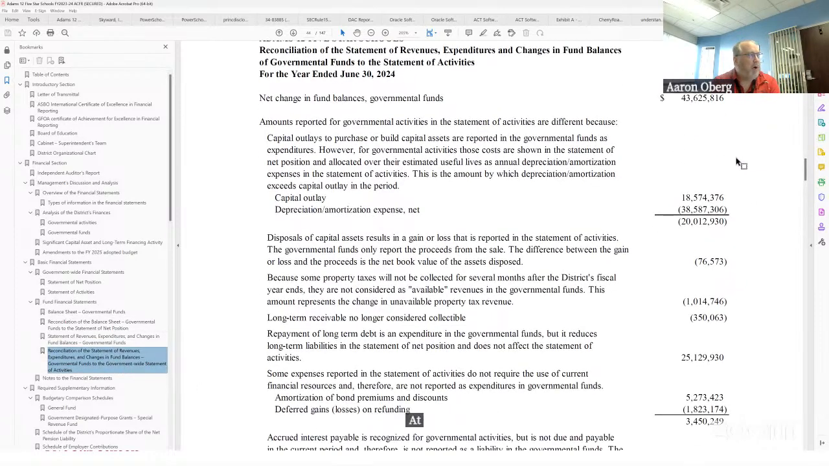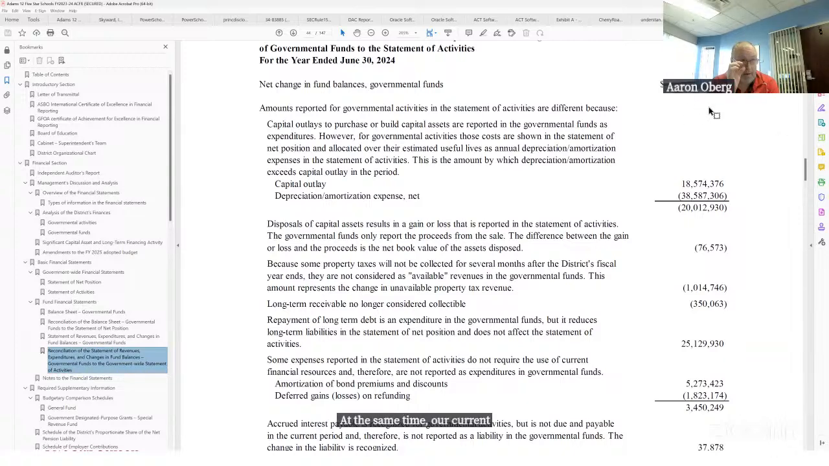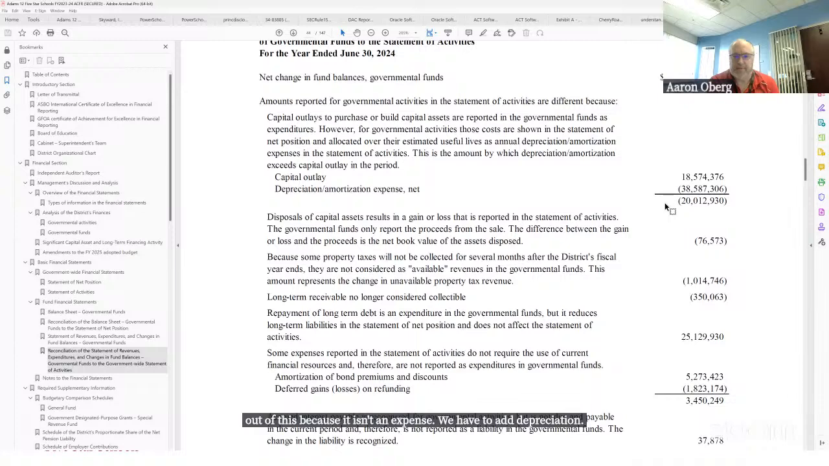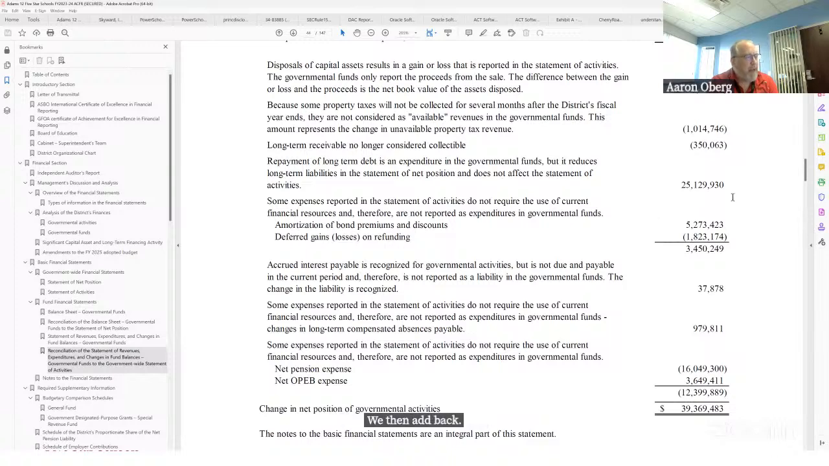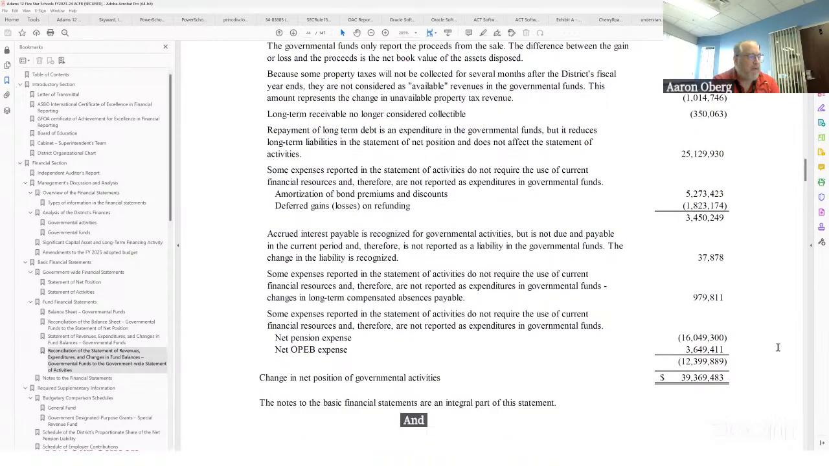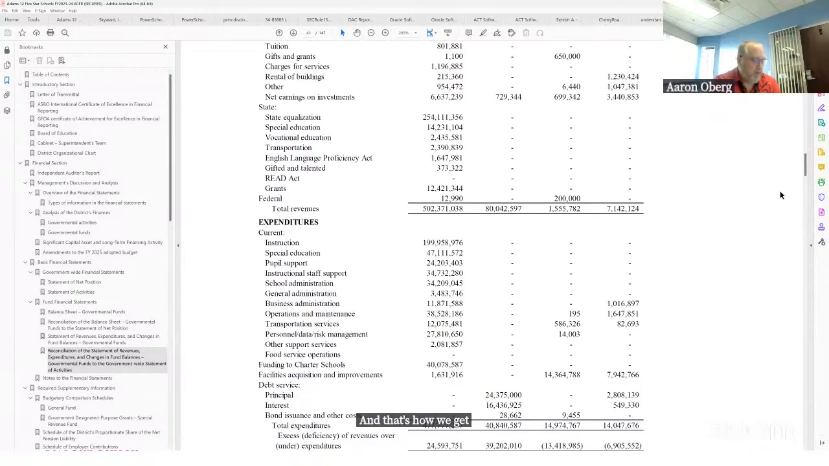At the same time, our current year audit surplus would have been $43.6 million amongst all funds, but we have to take back out the capital outlay because it isn't an expense. We have to add depreciation, which is a sort of phantom expense, right? It didn't cost us any cash, so we have to add that back. We then add back the repayments of the debt, which in the governmental funds we call an expenditure. And then we add back the incremental expense for pensions. And that's how we get to the difference between, oopsie daisy.